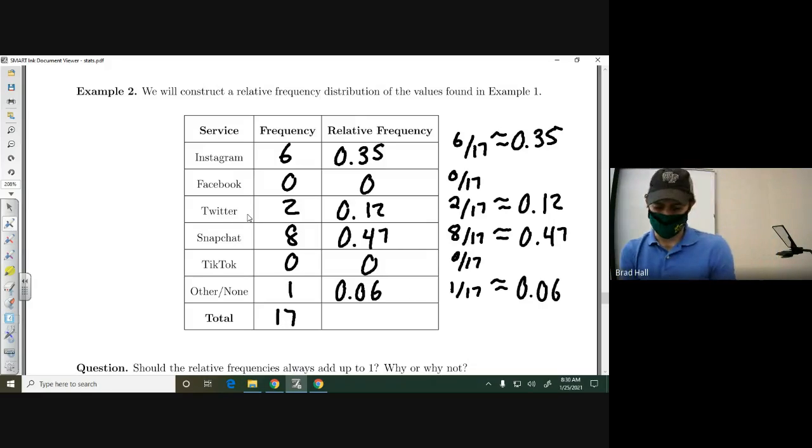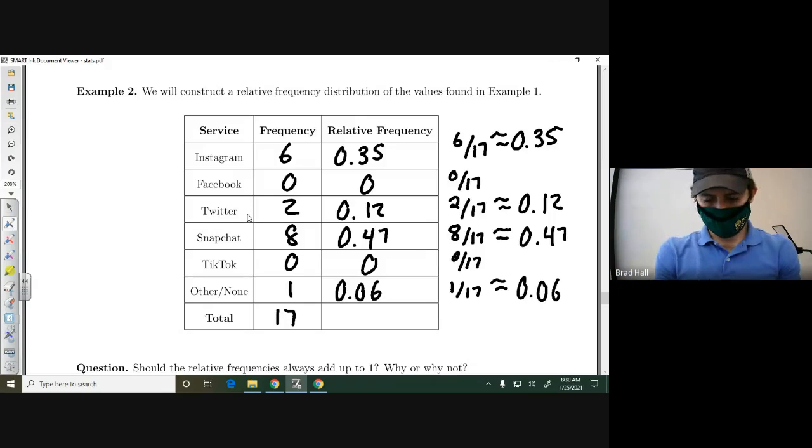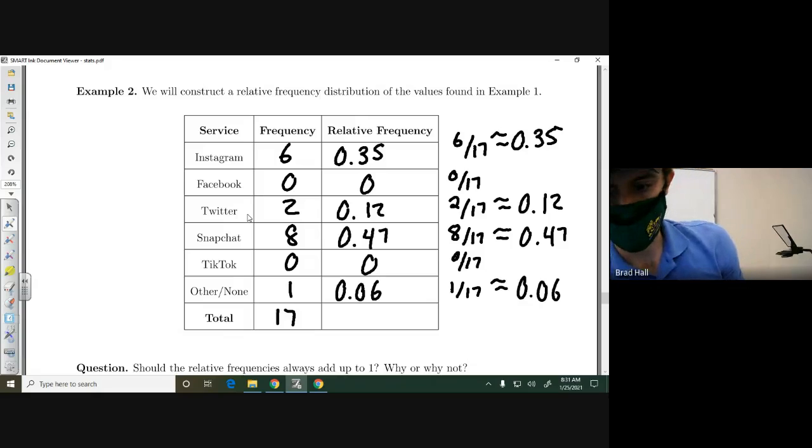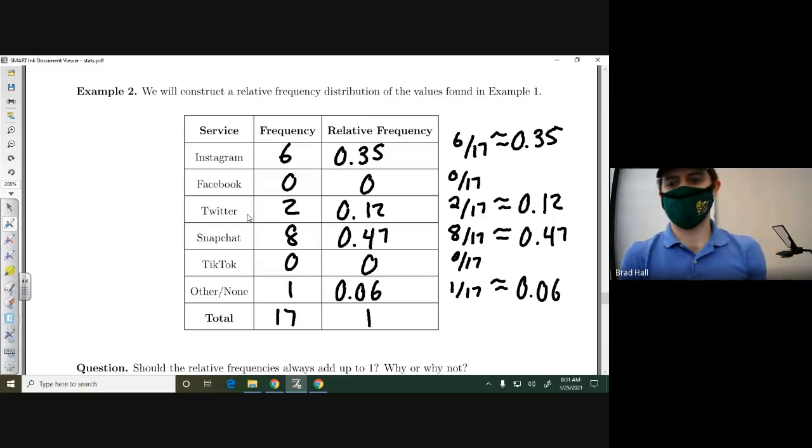Now, what happens if we add all of those relative frequencies together? Let's find out. We add all these together. 0.35 plus, well, plus 0, that's going to be 0 still. So plus 0.12 plus 0.47 plus 0.06. And notice we get exactly 1. That's interesting. We get exactly 1.